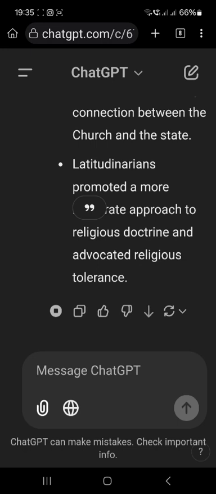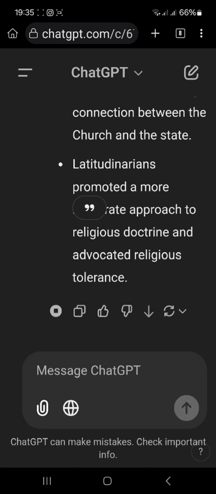Number 6. Positive historical legacy. Over time, the Glorious Revolution gained a positive historical reputation due to its long-term impact and its influence on subsequent political developments. It established the foundation for constitutional monarchy, parliamentary authority, and individual rights, making it an important milestone in the progress of democratic governance.